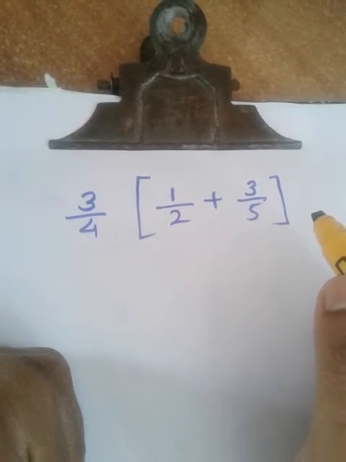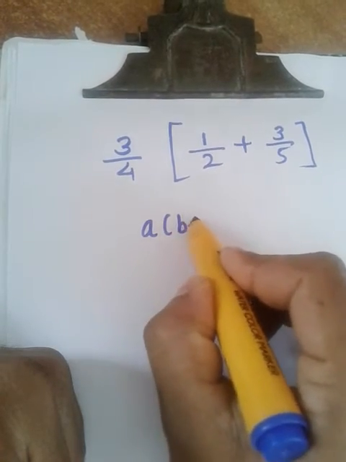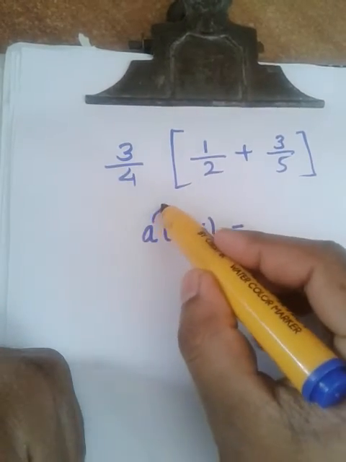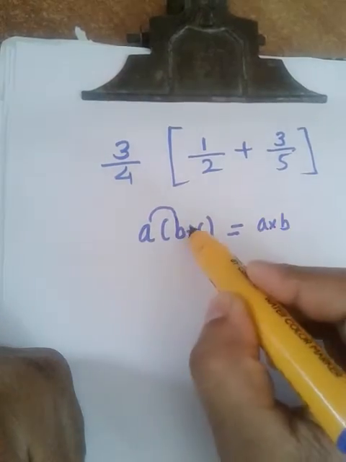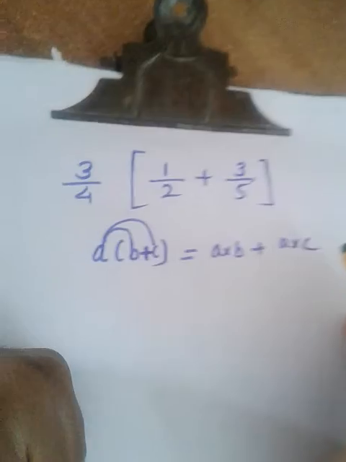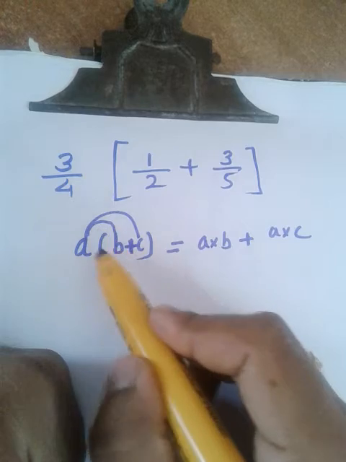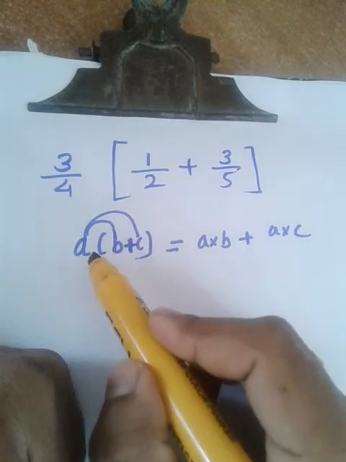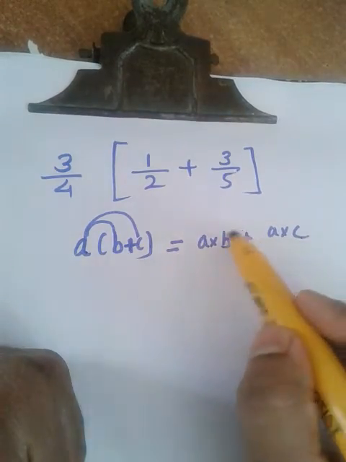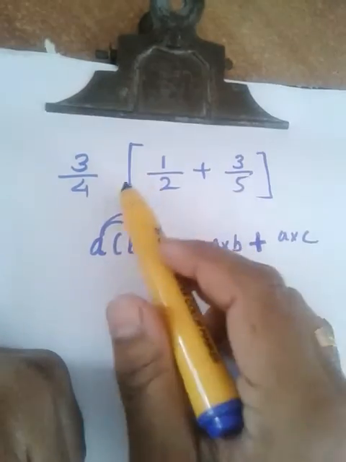How can we solve this question? There exists a property. Its name is the distributive property. A into (B plus C) is nothing but A into B, this sign as it is, plus A into C. Let me repeat. This is a property known as the distributive property. A into, inside the bracket, B plus C. Then what we should do? Multiply A with B, A into B. Then multiply A with C, A into C. In between you should keep the same sign, plus.